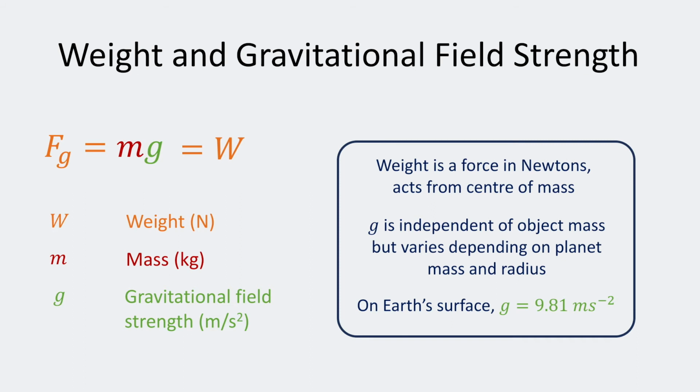g is the gravitational field strength, and it's independent of object mass, but it varies depending on planet mass and radius. On Earth's surface, the gravitational field strength is equal to 9.81 meters per second squared.